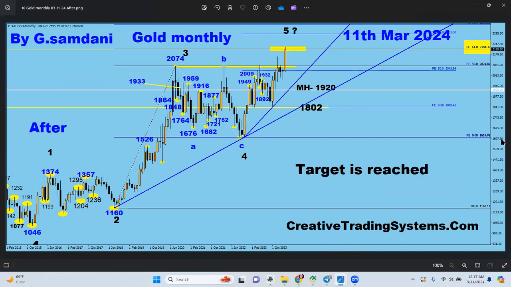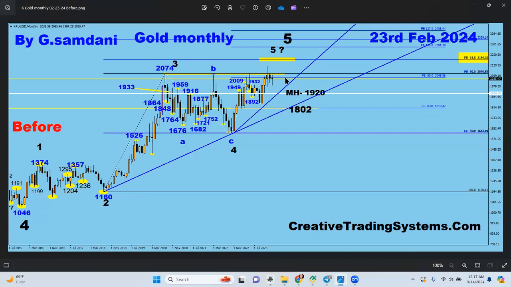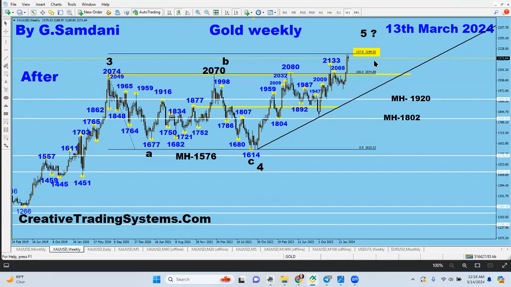So finally, one more time, this is the monthly chart. It was here at 2035 when I said that we're going to 2184. Finally, we reached it last week, and now we are sitting exactly at that level, making a decision about where to go next. It's now deciding what to do next. This was the weekly chart, and the target is reached on the weekly chart as well.